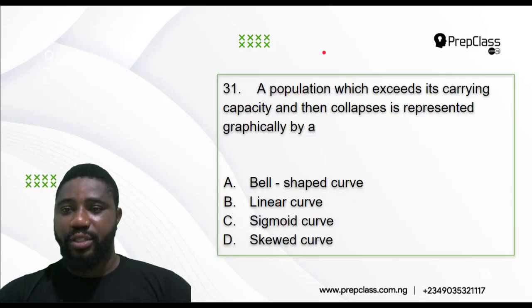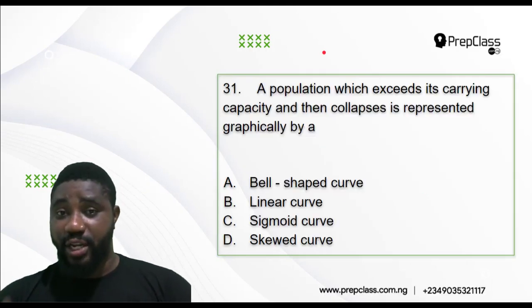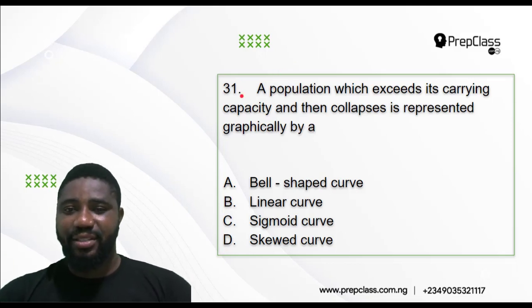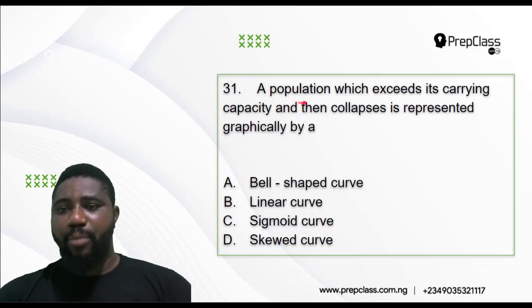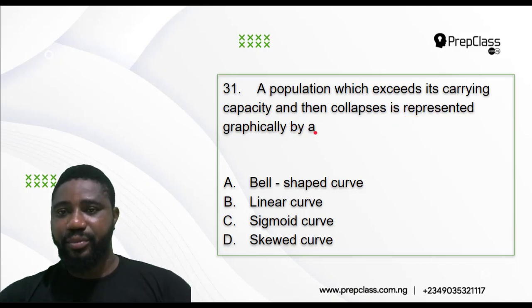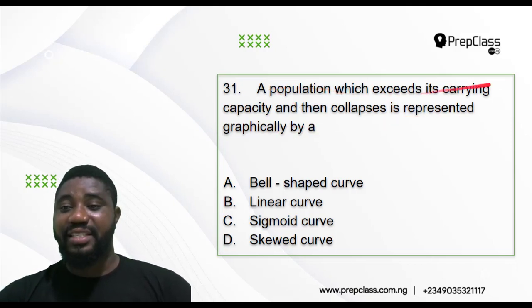Now, let's proceed. So I said we'll be solving questions 31 to 35 of JAM Biology 2018. 31 says, a population which exceeds its carrying capacity and then collapses is represented graphically by a bell-shaped curve, linear curve, sigmoid curve, skewed curve.